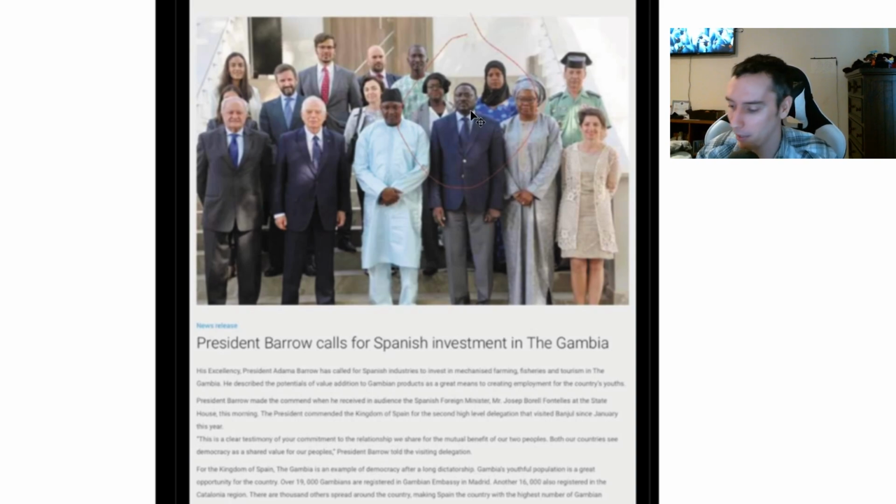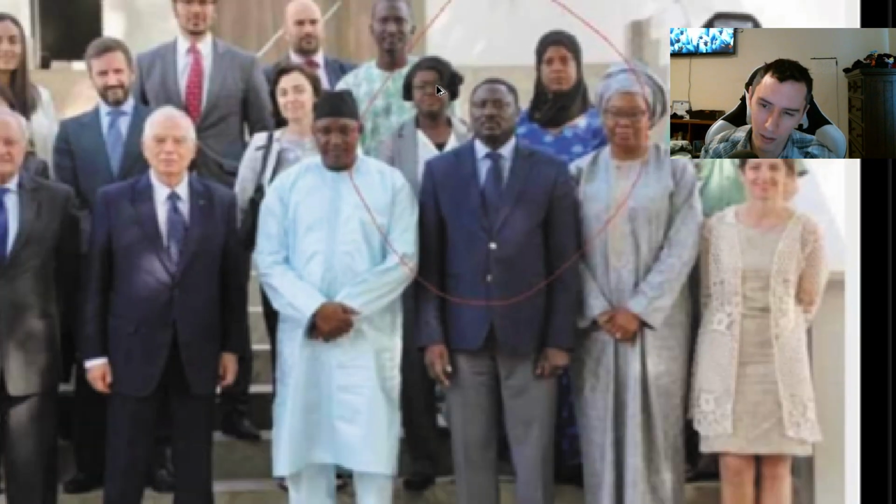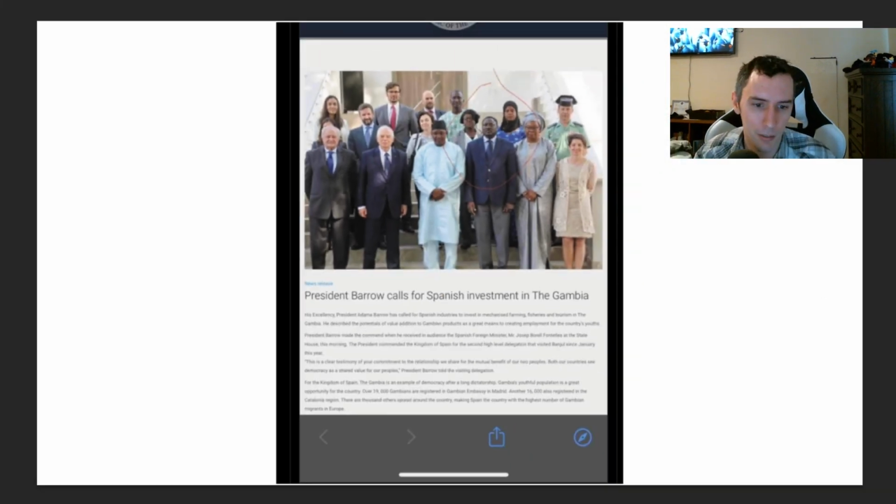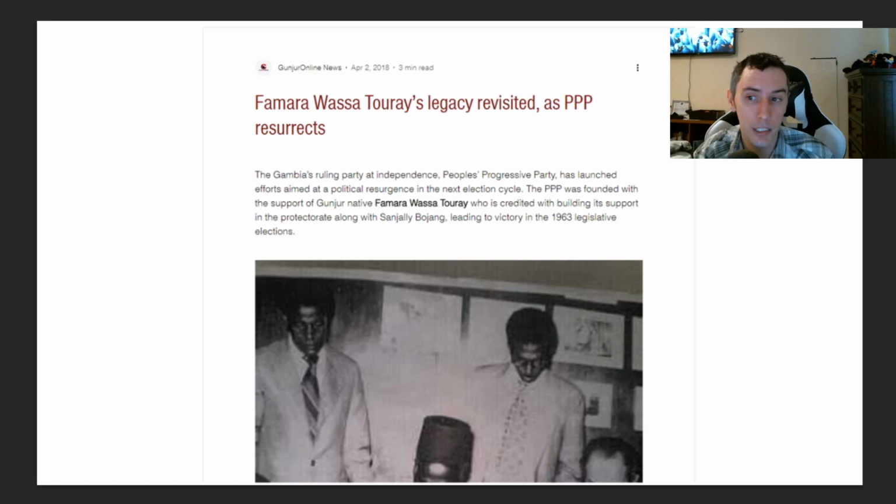Anyway, so you guys can see right here, this is the individual. I know it's a little bit of a blurry image. I'm sorry, I'm really zooming in on this. I actually expanded out a little bit at first, but this is him in relationship to that. Further information on this can be found through this article here. The article is titled, I'm sorry if I'm mispronouncing this, Famara Touré's Legacy Revisited as PPP Resurrects.